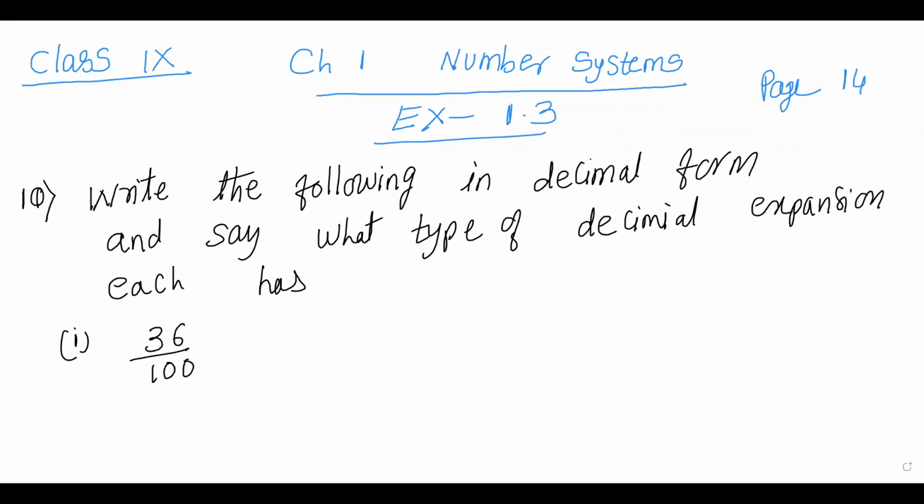Class 9, Chapter 1, Number Systems, Exercise 1.3, page number 14. He is asking us to convert the given rational number into decimal form, and to say which type of decimal it is. So let us take the first problem. It is 36 by 100.